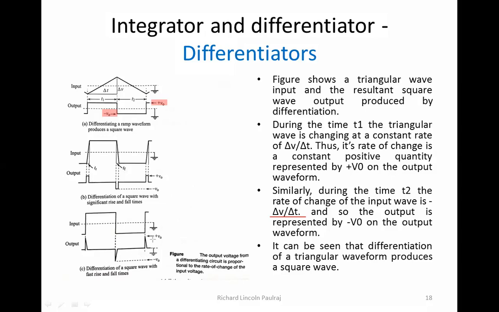spikes happening, right? So the most important diagram that you can draw in your examinations is the first one, as to how this triangular waveform is getting converted to a square waveform. I hope this point is clear. Can we move forward?